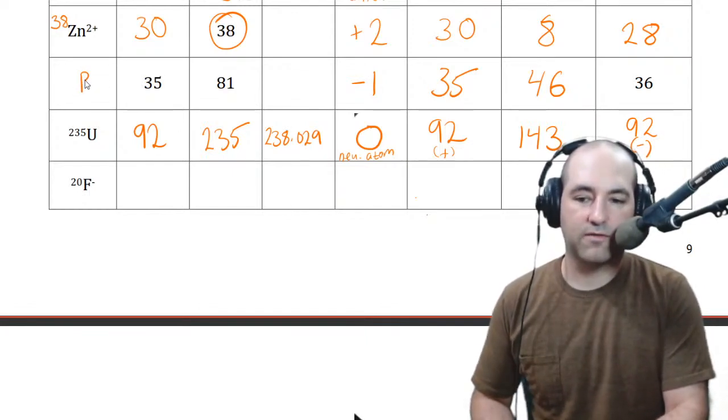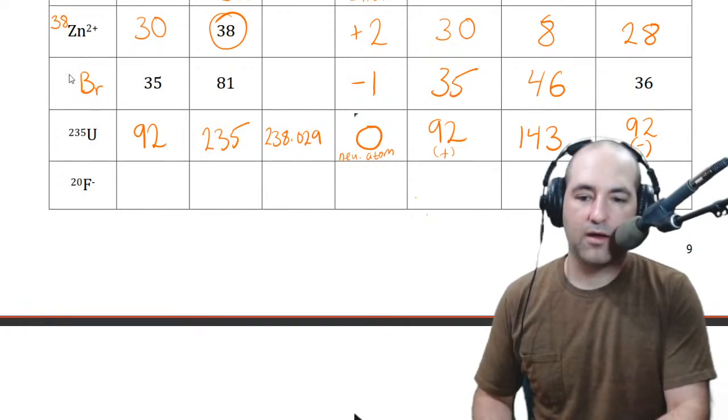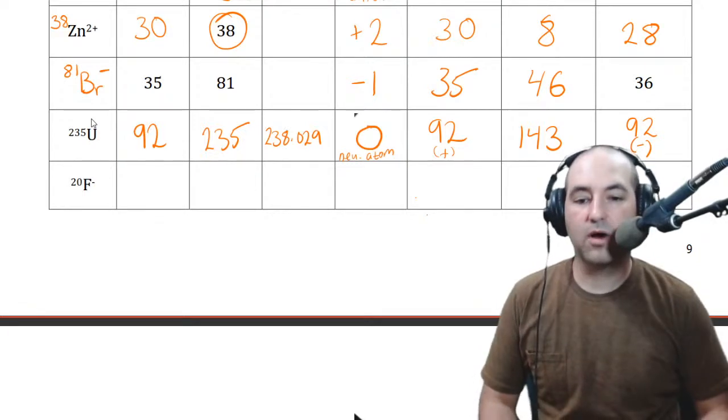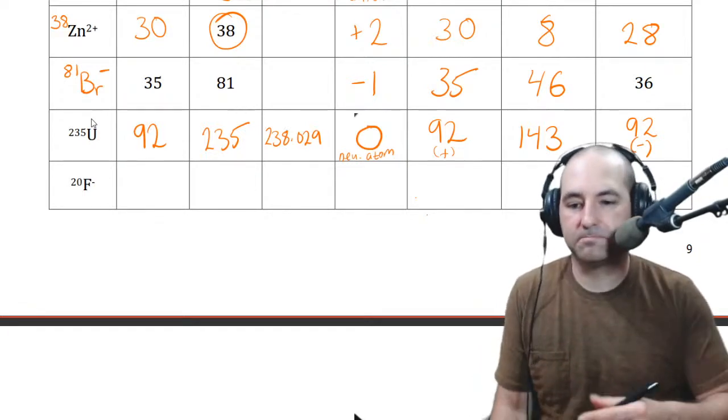We look this one up and we can see that it's bromine, Br. The mass number is 81 and the charge is -1. Generally, if it's -1 or +1, we don't put the 1. We just put a minus or a plus.